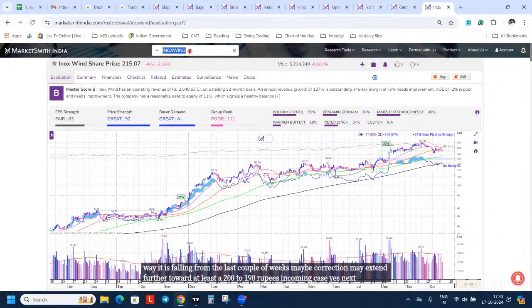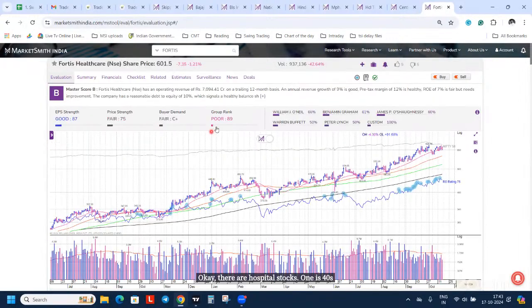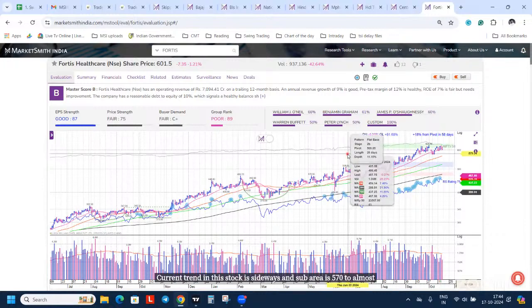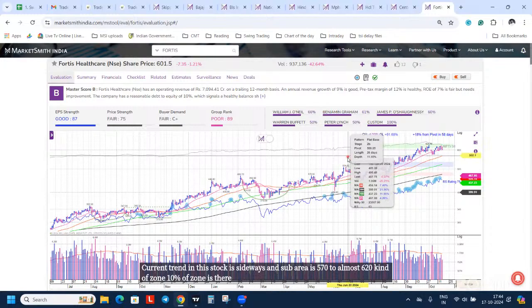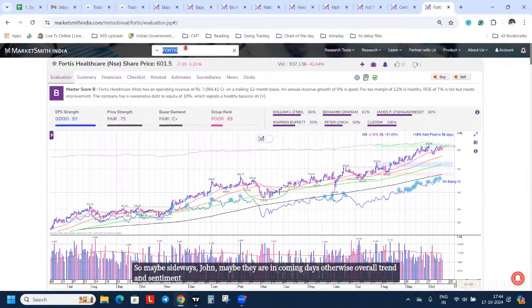Next, there are hospital stocks. One is Fortis. Fortis recorded a fresh all-time high this month, but for the last few days it is trending sideways, and most probably this sideways trend may continue in coming days. The current trend in this stock is sideways, and the zone is 570 to almost 620. It is a 10% zone, so the sideways range may remain in coming days. Otherwise, the overall trend and sentiment from a mid to long term perspective is positive.